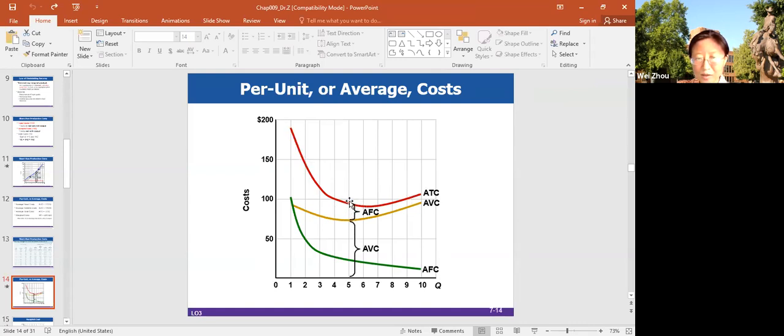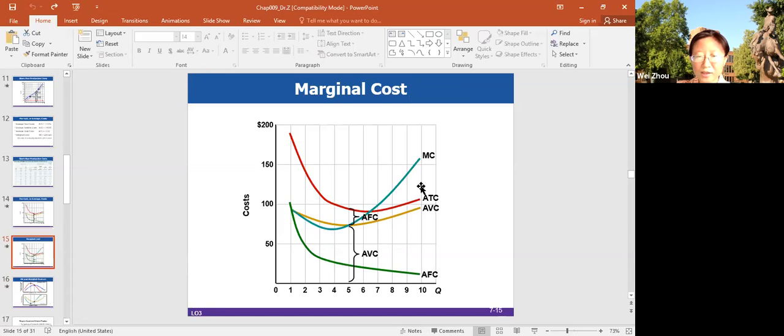So the difference between the line under the right and the area under the yellow is average fixed cost. So the difference between average total and average variable is average fixed. Okay, and then we draw the marginal cost.